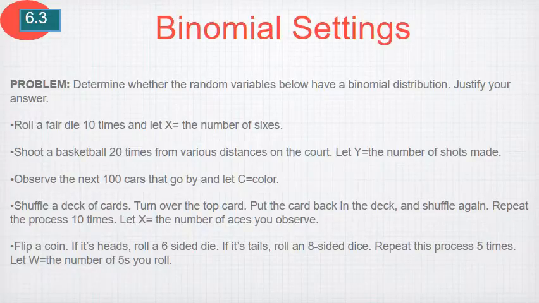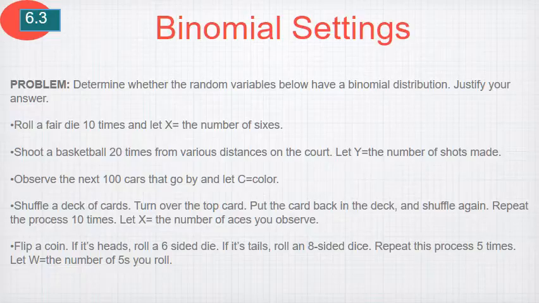Okay, so let's look at 5 specific examples and try to determine whether the random variables below have a binomial distribution. And we're going to justify our answer a bit by doing BINS for each one. So the first one, roll a fair die 10 times and let X equal the number of 6s. Okay, is it binary? That's our first question. Oh yes, our successes are 6 and our failure is anything that's not a 6. Is it independent? Yep, knowing the past rolls doesn't give us more information about the outcome of the future.